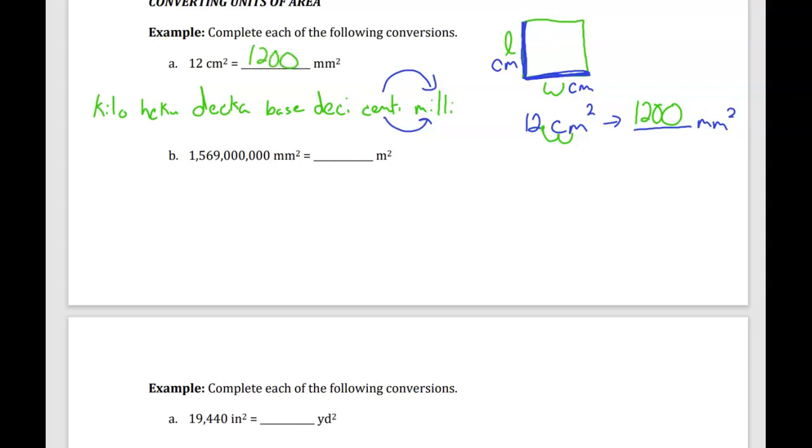So instead of doing it once, whereas if we had just 12 centimeters and I want to go to millimeters, I would just move it 1 time and I would have 120 millimeters. Now, since I'm squaring it, I have to go 2 times because I have to double how far I'm going.